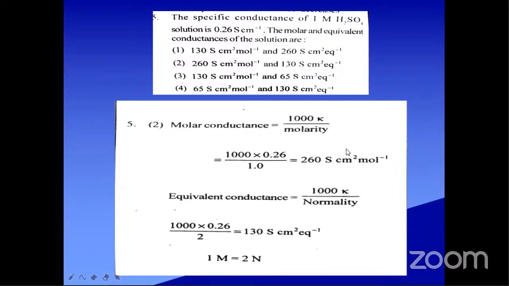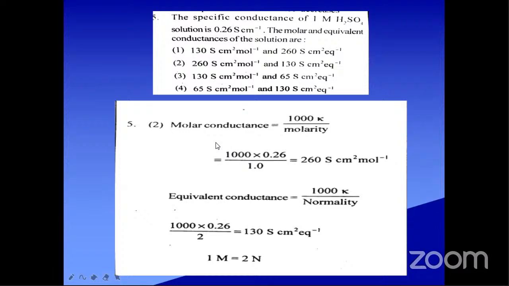So now we have to calculate the normality. Normality equals molarity into the basicity of the acid given. What is molarity? 1, into the basicity of sulfuric acid, 2. So 1 into 2, that's why normality equals 2. That 2 we have to substitute here. So normality: 1000 into 0.26 divided by 2. How much value? 130 Siemens centimeter square equivalent inverse.